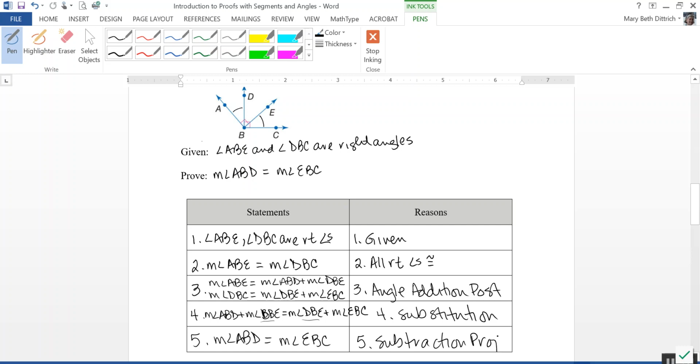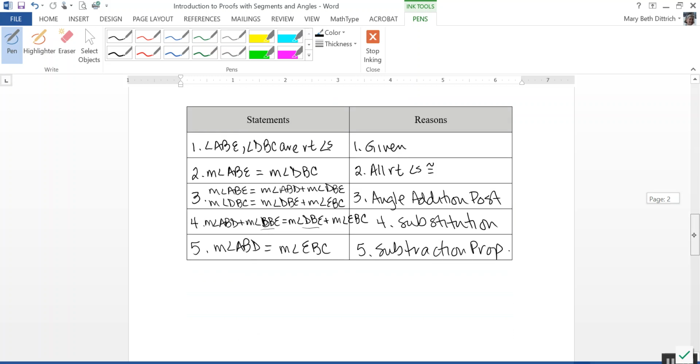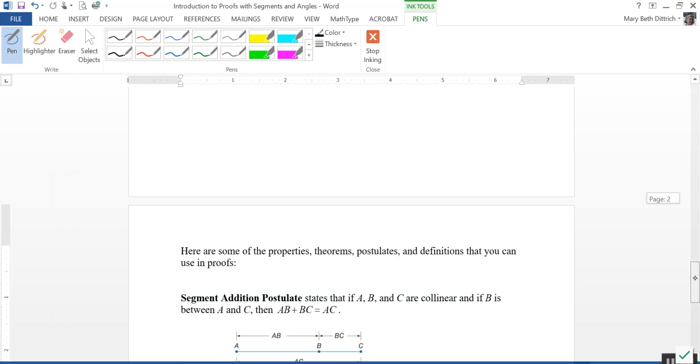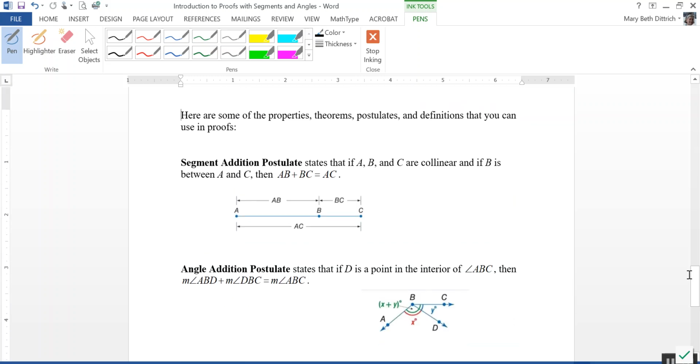Be careful when you're abbreviating substitution and subtraction. Okay, and as you can see, I've gotten to what I was supposed to be at. So once you've worked your statements and reasons through and you get to what you need to prove, you're basically done. So that's what an angle proof looks like. So how do I know what to use? Really, you should have kind of a toolbox of all sorts of properties, theorems, postulates, and definitions. These are going to be the reasons that you use in your proof.